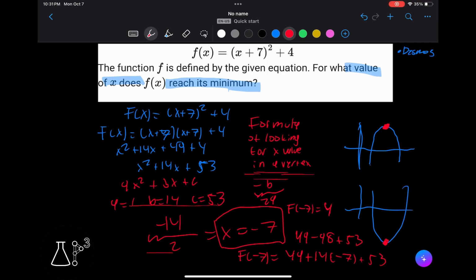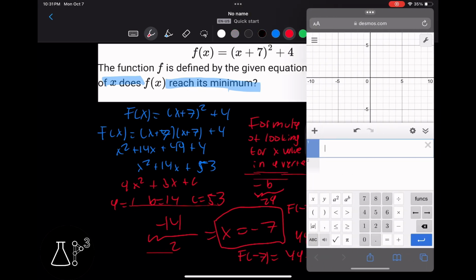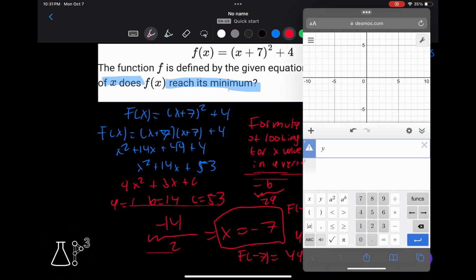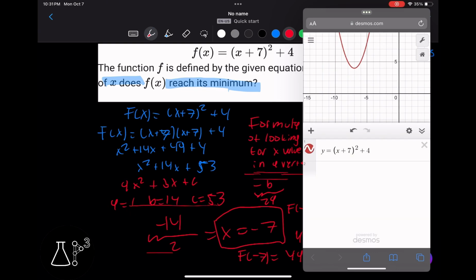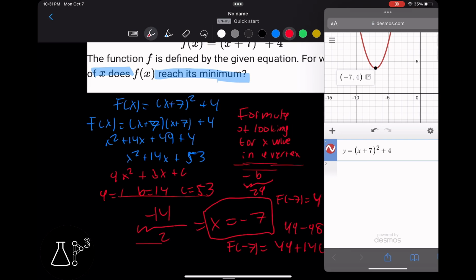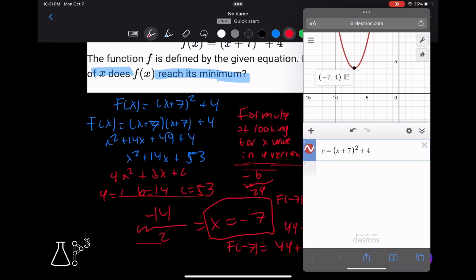So let's look at Desmos and see if we get that. If I plug in y or f of x equals (x plus 7) squared plus 4, I can see that the min happens when x equals negative 7 and the y value equals 4. So as the question was asking, the x value when f of x reaches its min is negative 7, and if they were asking for the y value, or the minimum value, that'll be positive 4.